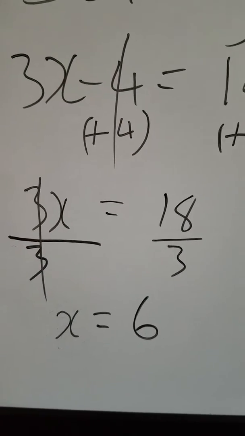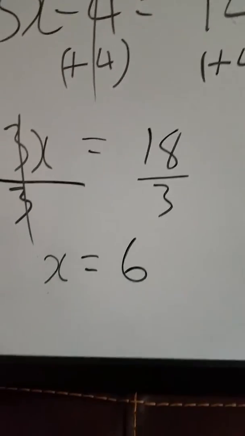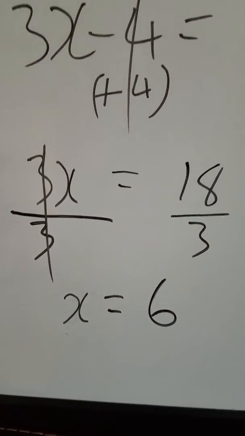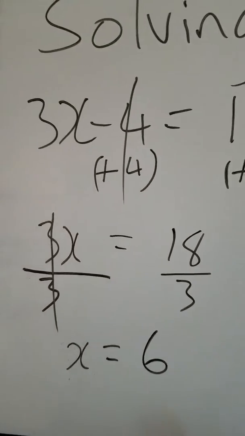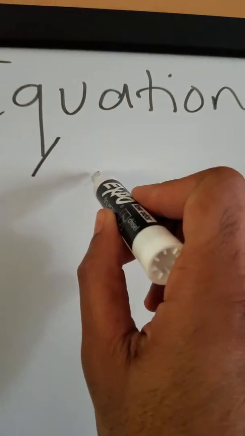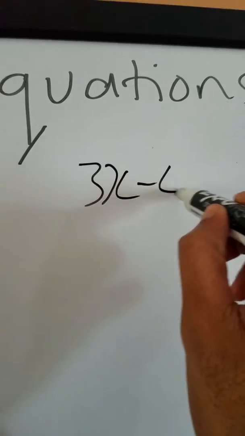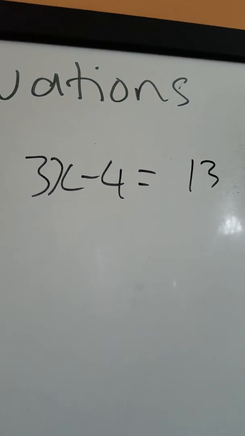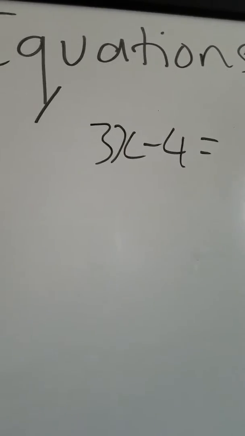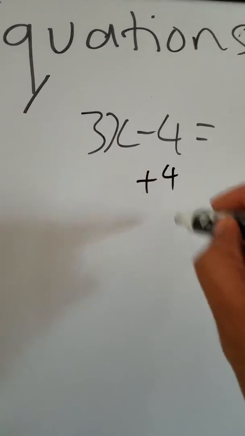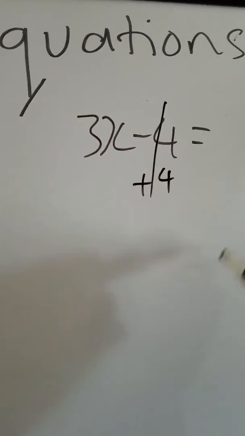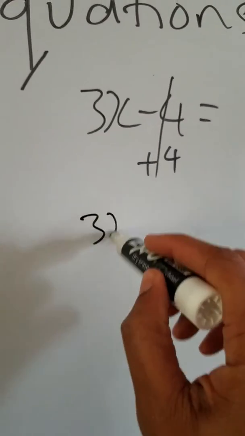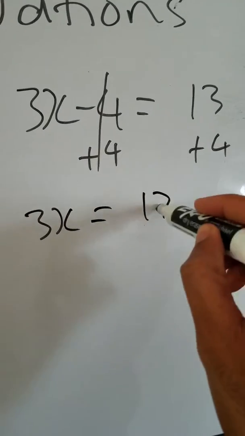One quick thing to note is that your answer, or the value of x, might not always be a whole number. Let's say, for example, if the problem was 3x minus 4 is equal to 13 rather than 14, and we wanted to solve. We would take the same step where we add 4 to cancel out that 4, but then we also have to add 4 on this side. And so we're left with 3x is equal to 17.